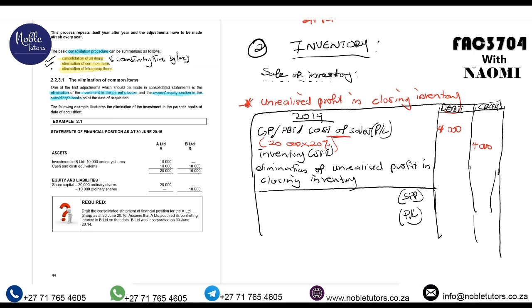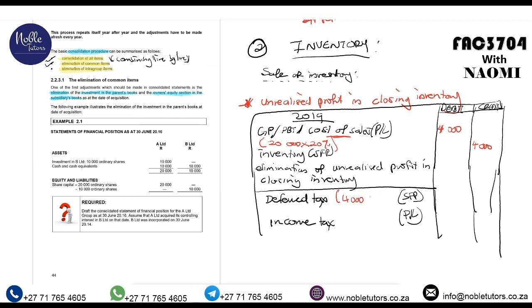The deferred tax is the one going to the statement of financial position, because deferred tax can either be a liability or it can be an asset. So that means the SFP one is going to be deferred tax, and profit and loss one is going to be the income tax. Okay, so you just do the opposite of the main accounts. Then you do the calculation of the taxation.